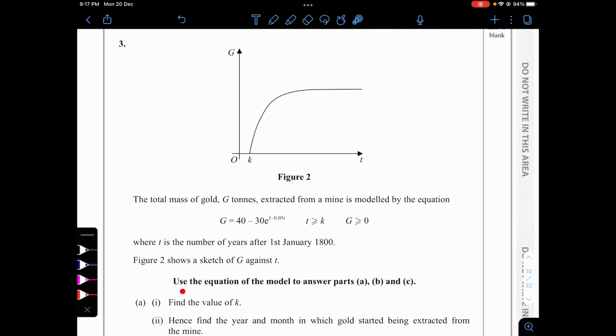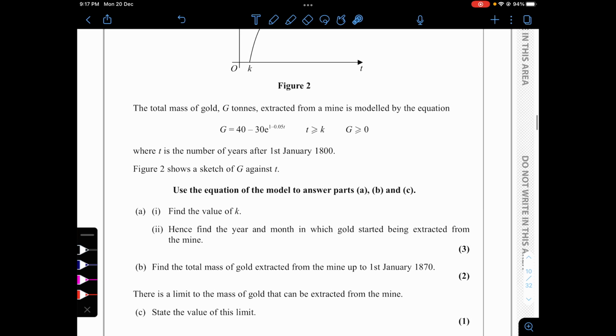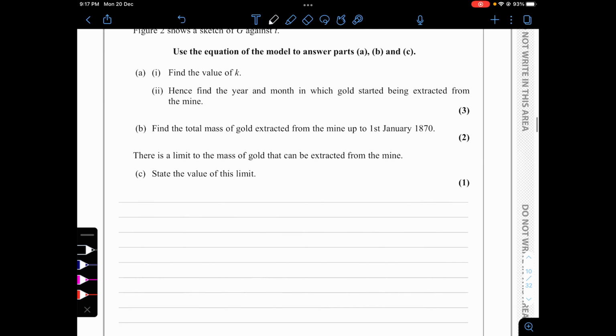Okay, we saw that. We use the equation for parts A, B, C. Find the value of k. Now you can see here k is the x-intercept, right? What does that mean? The x-intercept is when y equals 0, in this case, when G equals 0, right? So we can go down and let's look here, part A, i.